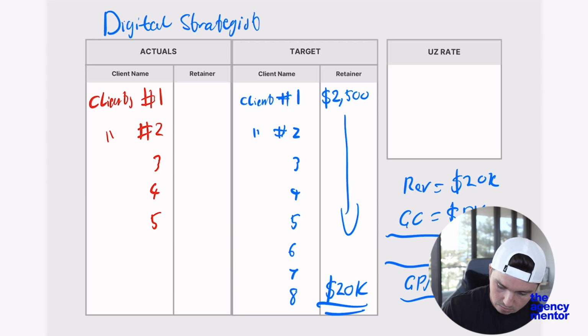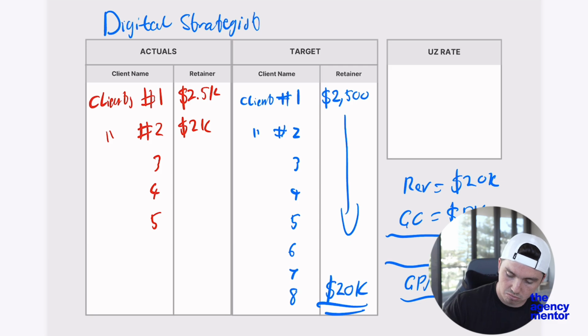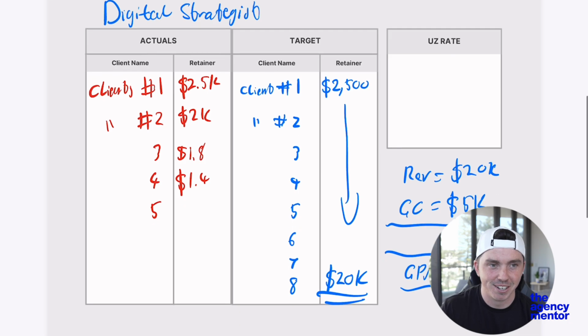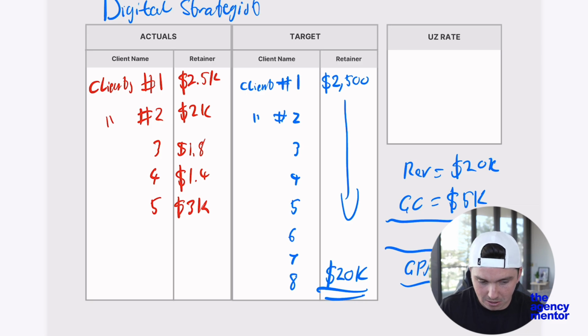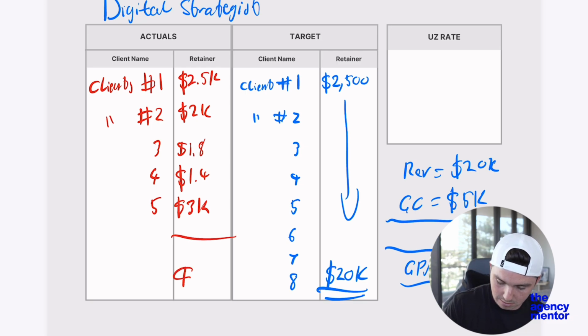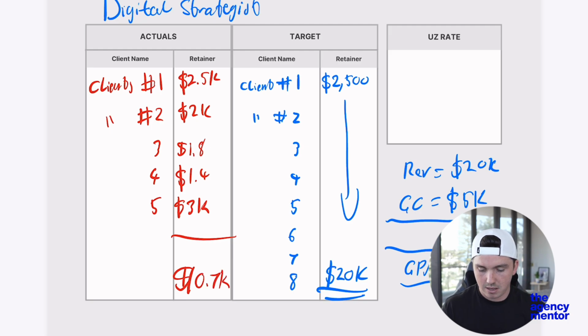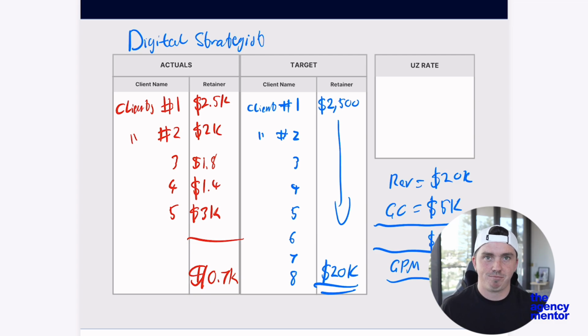And what's the average retainer? Well, this person's on 2.5K. This guy might be on 2. This guy's on 1.8. This was a legacy client that we haven't been able to get rid of yet, and they're on 1,400. And this client is on a new package we brought out, maybe it's 3K. So if we do the math, 2,500 plus 2,000 plus 1,800 plus 1,400 plus 3,000 is 10.7K.